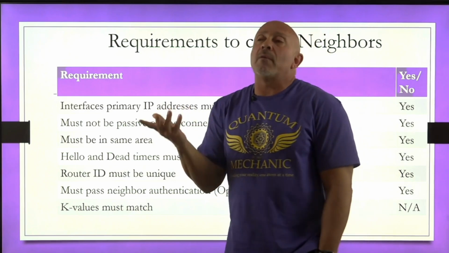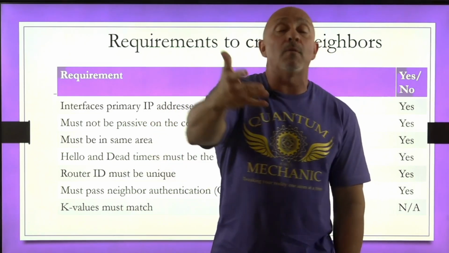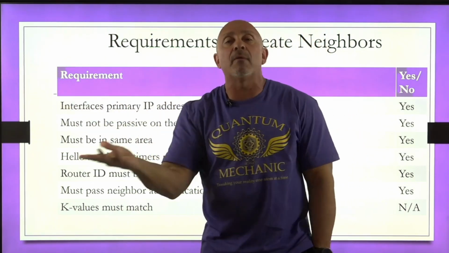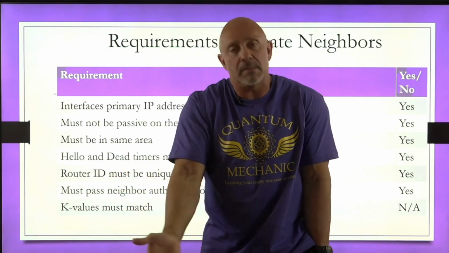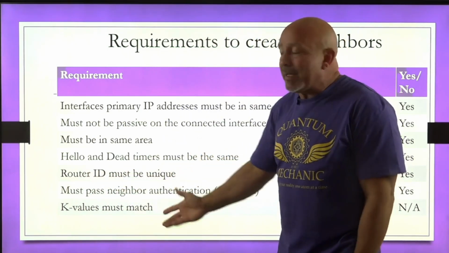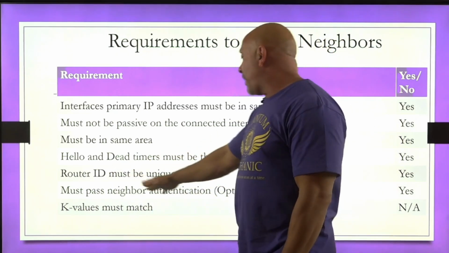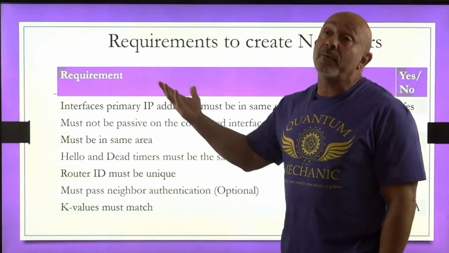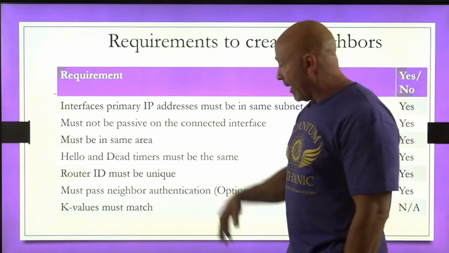Every router ID, and what is a router ID? It identifies the router's name. The router ID is the router's name in an IP address format. That's what the router ID is. Okay, so it will always be unique because everybody has a unique IP address. Must pass neighbor authentication if you have it, and we will, so it has to pass.